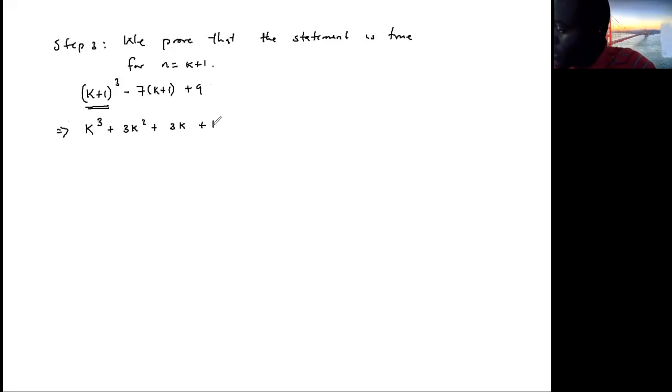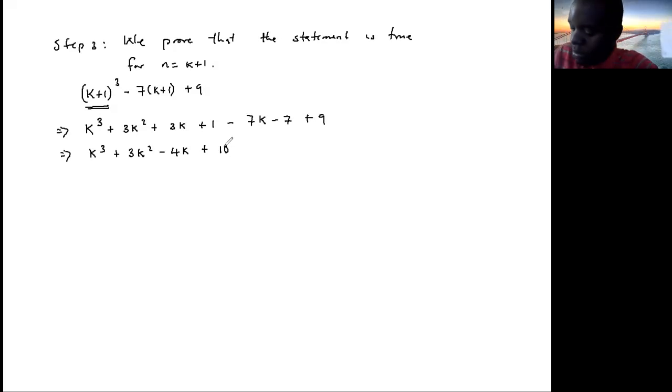So we have this, then minus 7k minus 7 plus 9. Okay, so if we can put some things together here, we're going to have 3k squared here. 3k minus 7k, we'll get minus 4k, and 1 minus 7 plus 9. What are we getting? We're getting 3. Okay, that's fine.